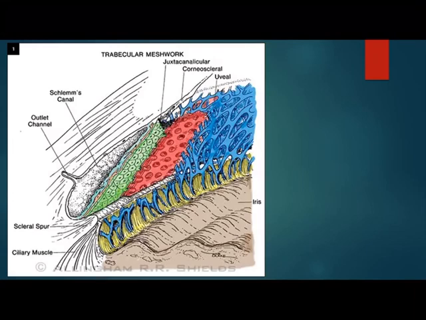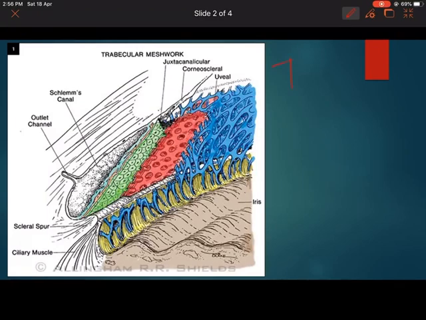Now if you see the trabecular meshwork itself, the trabecular meshwork has three parts: the uveal part, then the corneoscleral part, and the juxtacanalicular part. This blue color is the uveal part. Then beneath that you will have the corneoscleral part. From the cornea, this red color, it goes all the way towards the sclera, so it is called the corneoscleral part of the trabecular meshwork. The uveal part is arising from the iris and the ciliary body band.